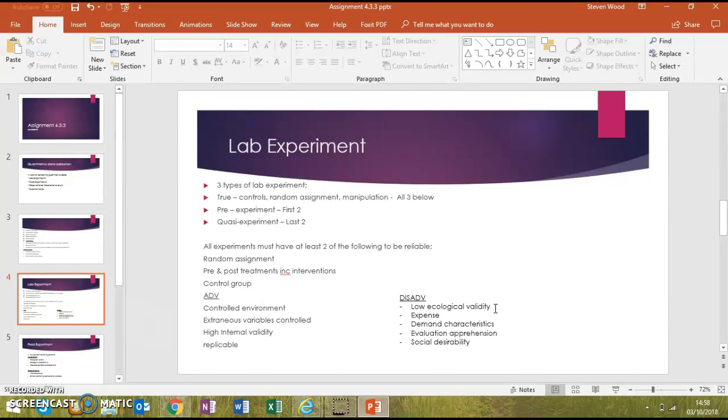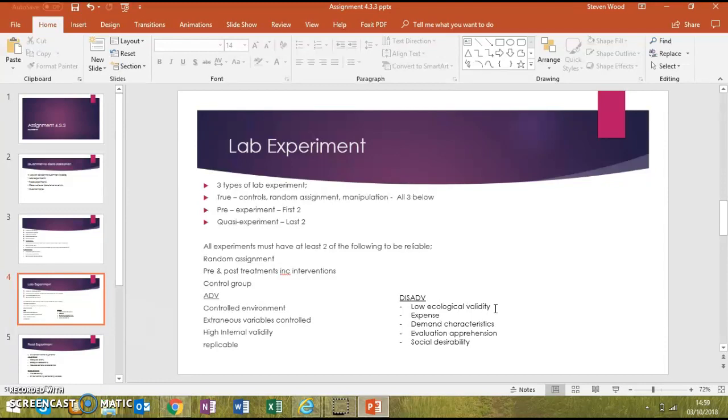participant. The disadvantage is it's low in ecological validity, which just means that it's not in the field of work that the participant is used to, so that might change the results received. It's also very expensive, because some of the equipment used could be gold standard, which of course is very expensive.